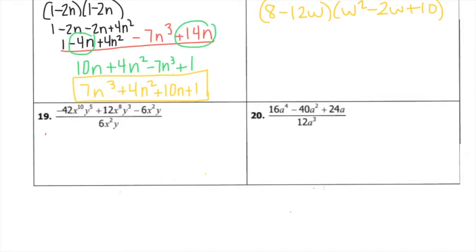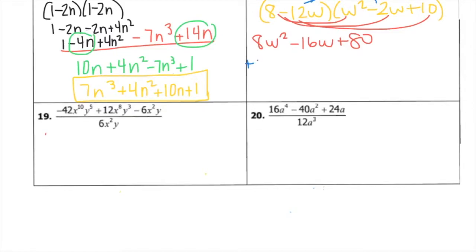Now we're going to double distribute again. So this is 8w squared and this is going to be positive 24 w to the third, or not. All right, so that never happened. Negative 12w times w squared is negative 12w cubed. Then we have positive 24w squared, and then negative 120w.